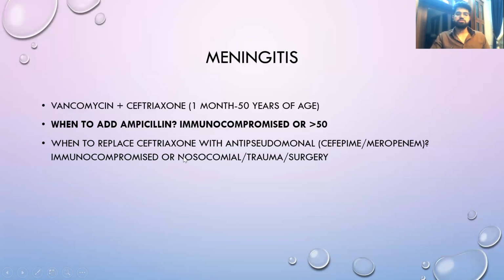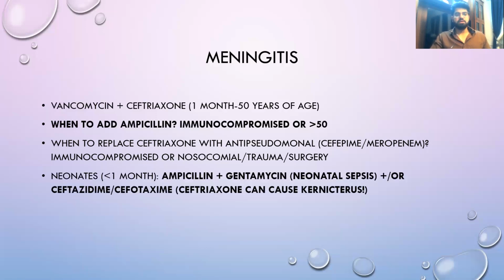These are the 2 questions you should ask yourself whenever you're dealing with meningitis, whether to add ampicillin or whether to replace ceftriaxone with an antipseudomonal. Now, we talked about less than 1 month of age being a very different age group. So this is the ampicillin plus gentamicin combination for neonatal sepsis. I've written the term neonatal sepsis because this is what you will face in your exams.